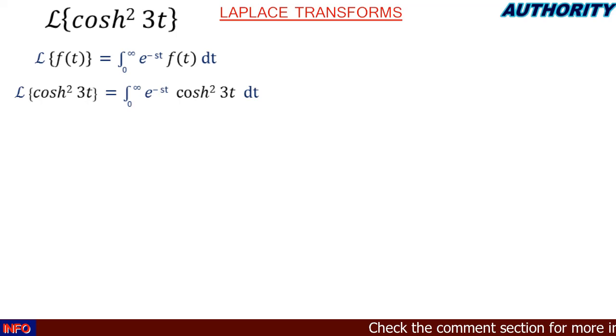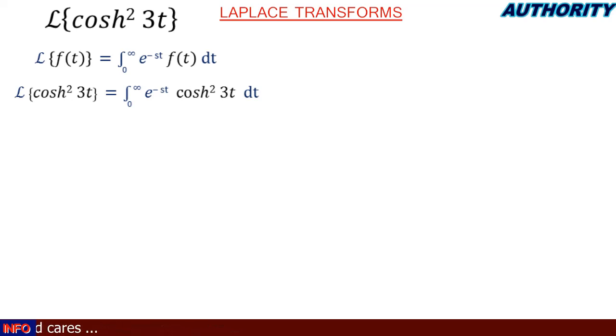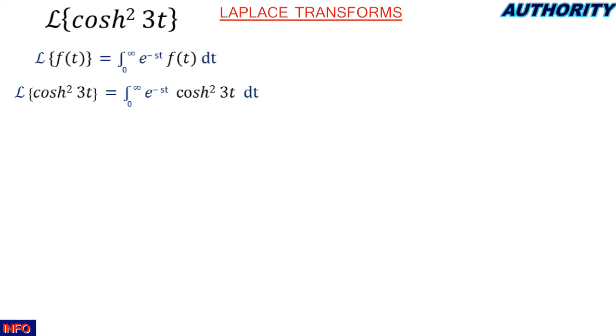That means the Laplace transform of cosh squared 3t is equal to the integral from 0 to infinity e raised to the power of minus st cosh squared 3t dt. You see that in place of f of t, we write cosh squared 3t, because that is the function f of t we are given to find the Laplace transform of.